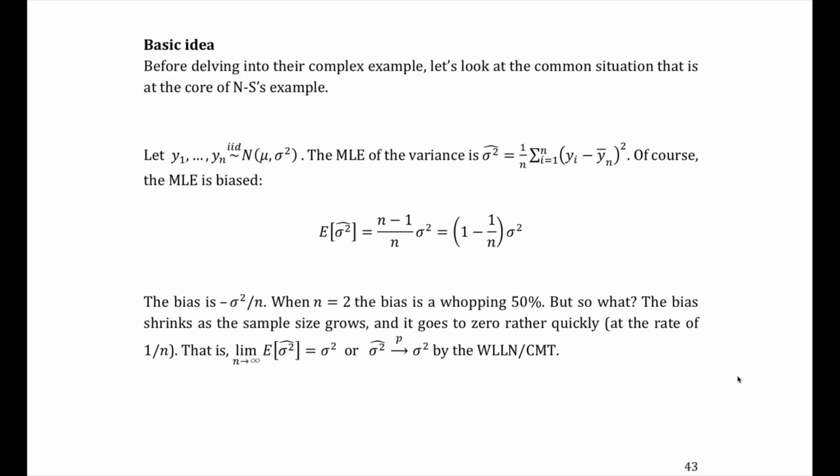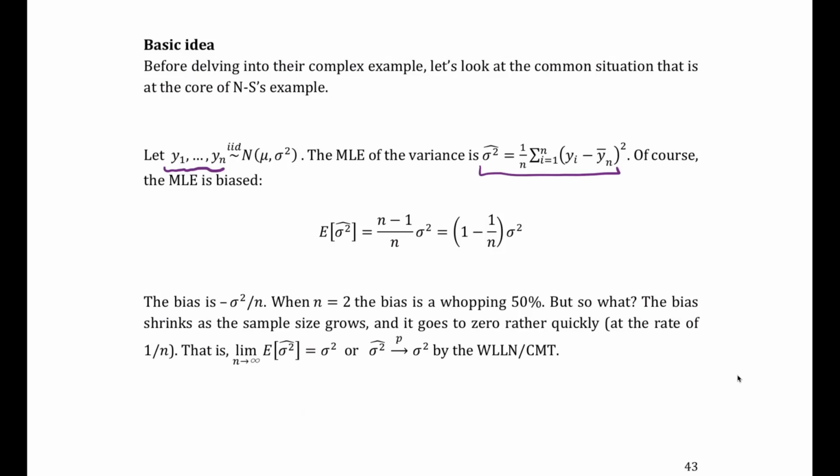So how does this work? I have here now, and we're going to go through the basic idea. We looked at this situation already, and we used X's before, so now I'm going to switch and use Y. It's healthy to try different things. Y1 through Yn are normal with mean mu and variance sigma squared. The maximum likelihood estimator of the variance is this thing. And of course, the maximum likelihood estimators are biased.